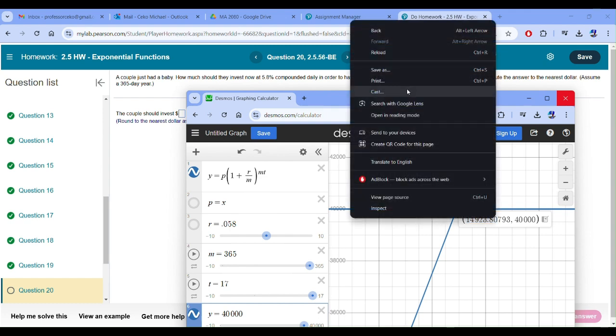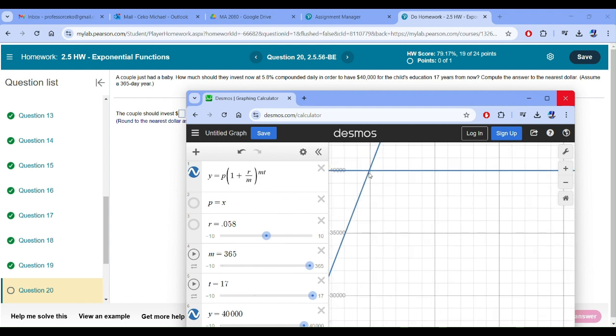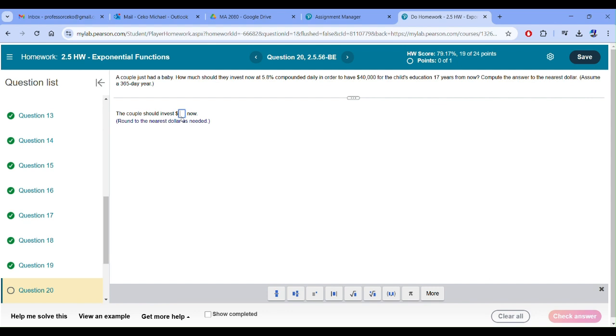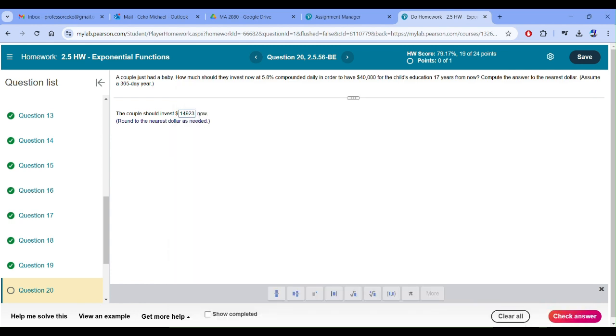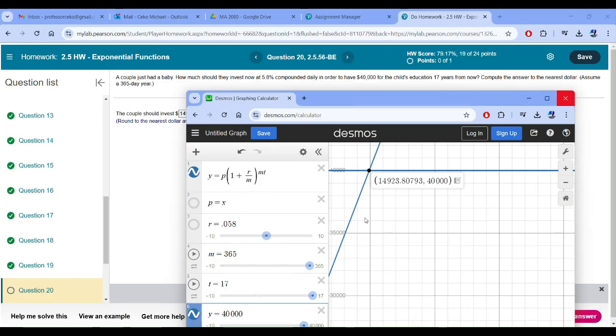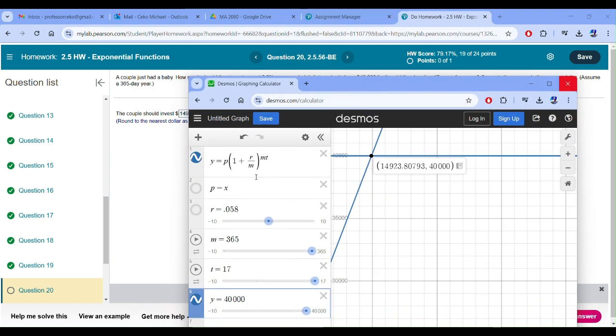Oh my god, this was that easy. So what was it? What'd I get? Where'd it go? 14,923. $14,923. And how many cents? And 81 cents. Guys, if that worked, that's really cool. So here we have 14,923.81. I literally just wrote the equation for compounded daily.